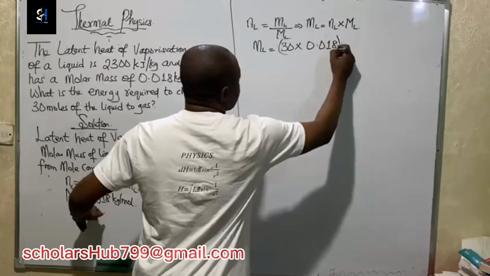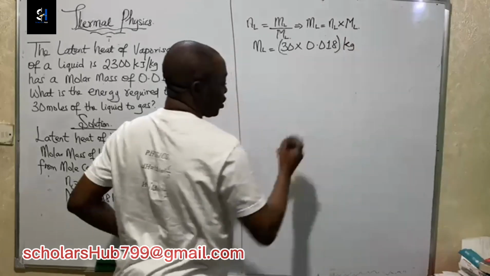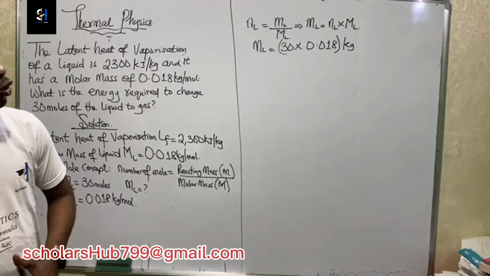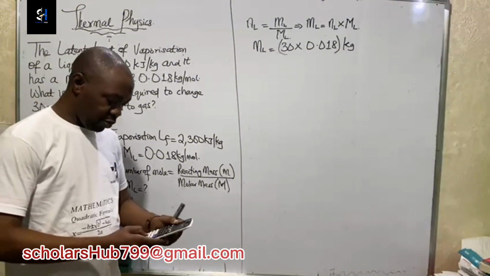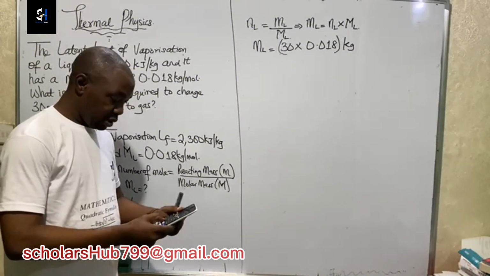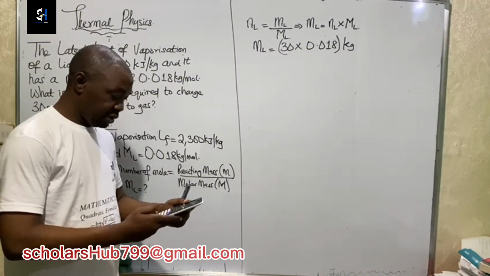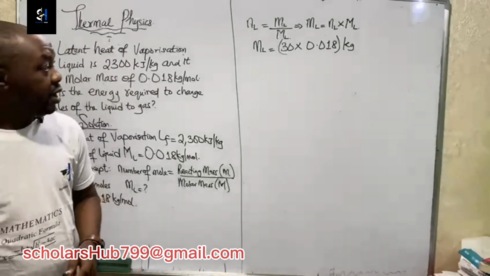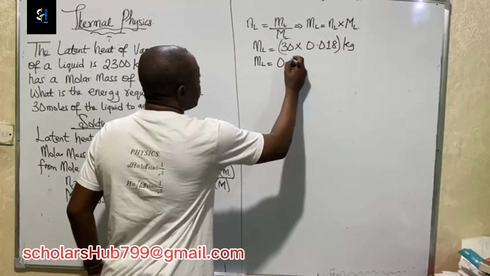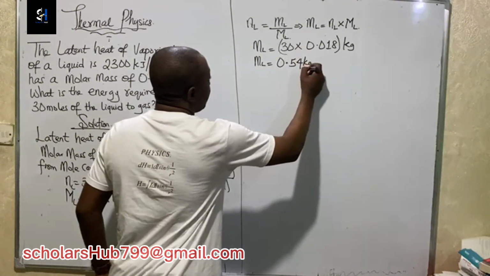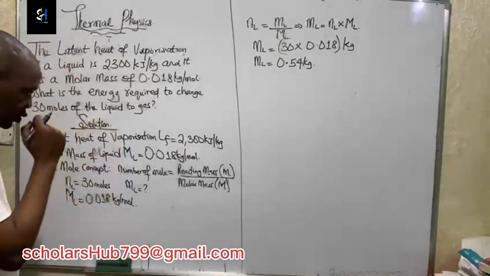So the unit of this will be the kilogram, because like I said, the standard unit of mass is the kilogram. So 0.018 multiplied by 30 will be 0.54. So the mass of the liquid will be equal to 0.54 kilogram. So that is the mass of the liquid.